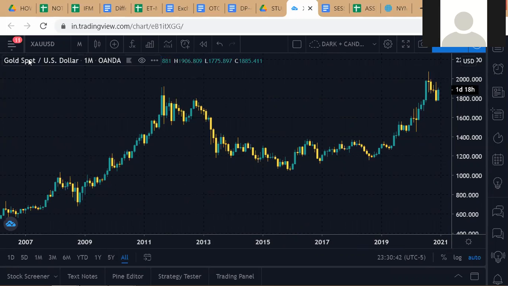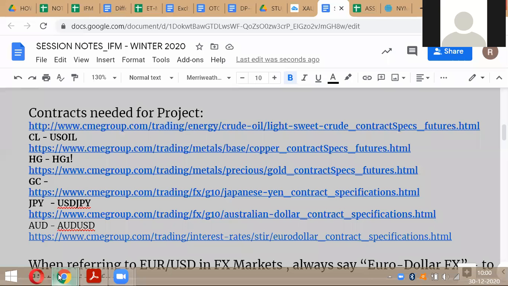Okay, so for 1 troy ounce of gold, how many dollars do you need? A little less, around $1,800 right now. So you need to pay 1,800 US dollars to buy 1 troy ounce of gold. So you've got to use XAUUSD. So your ticker here for the chart is XAUUSD. I think we got all the tickers done.